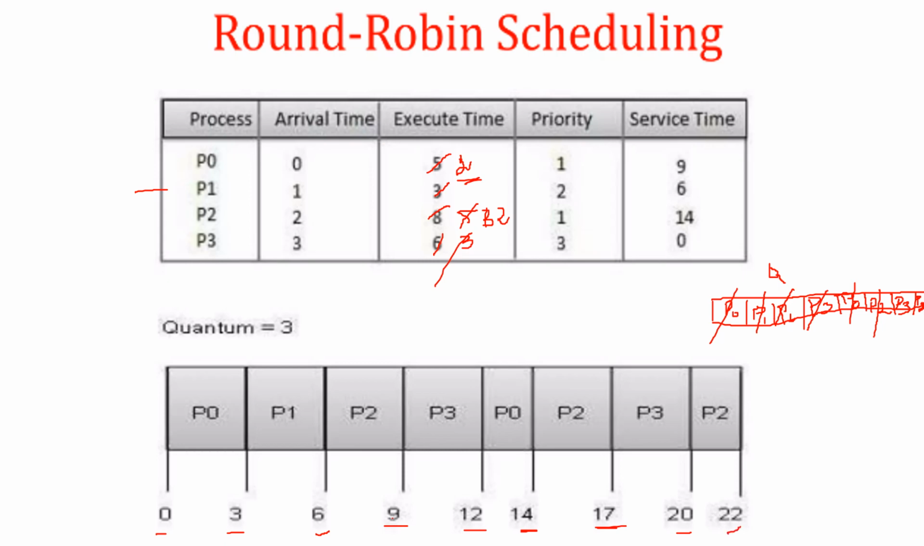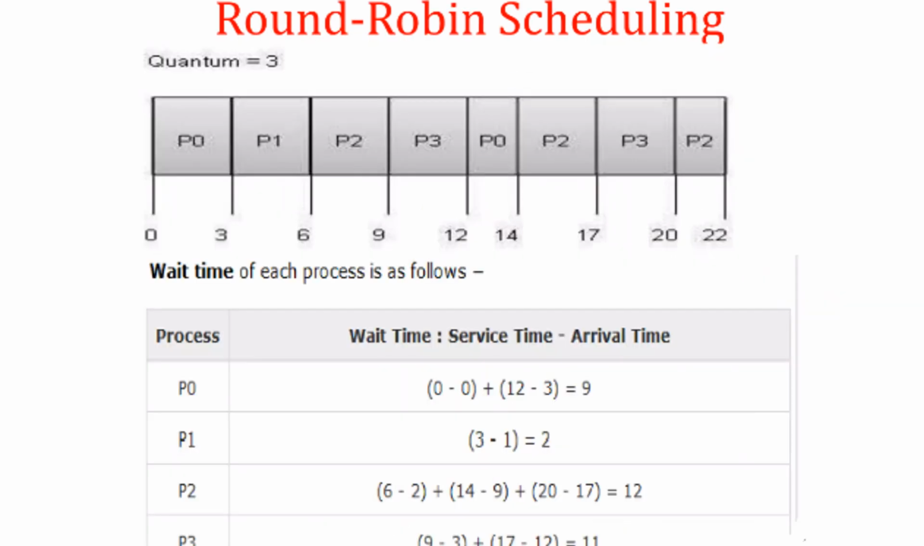What is the P0 completion time? P0 completion time is 14, P1 completion time is 6, P2 is 22 and P3 is 20. Kindly remember that. Now we have to calculate the wait time. How can we calculate the wait time? I'll repeat: the completion time of P0 is 14, P1 is 6, P2 is 22 and P3 is 20.